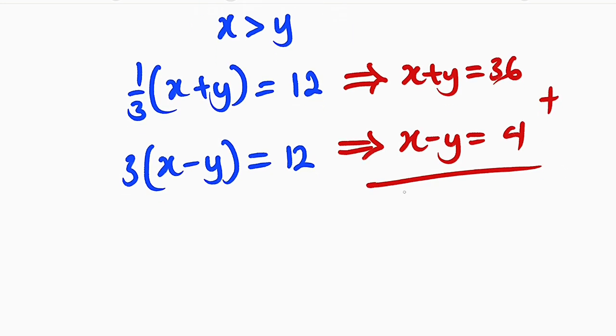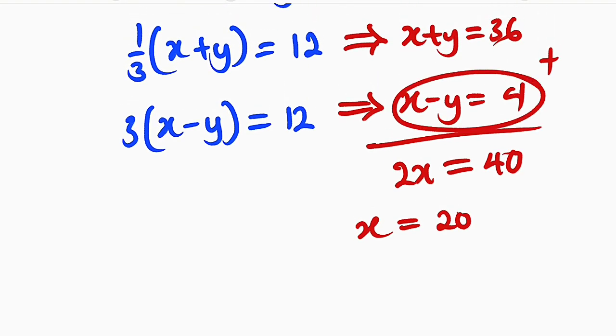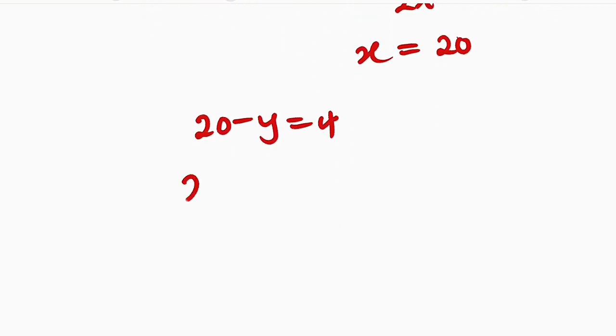So now let us add the two equations together. On the left hand side, x plus x is 2x, y plus negative y is 0, so on the other side we have 40. Divide both sides by 2, you have x equal to 20. And how can we find the other value, which is y? We can plug in x equal to 20 here. We are dealing with objectives, this is why I'm doing rough work. So 20 minus y is equal to 4. Therefore, 20 minus 4 is equal to y, and y is finally equal to 16.